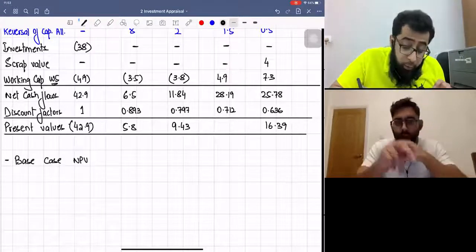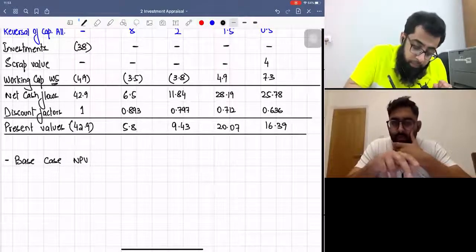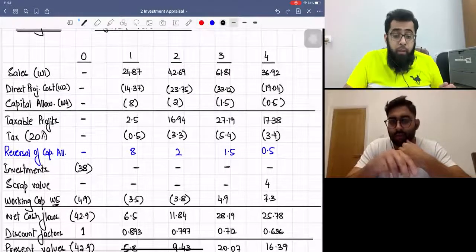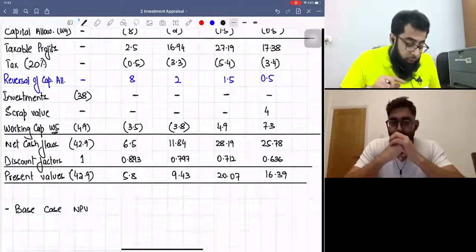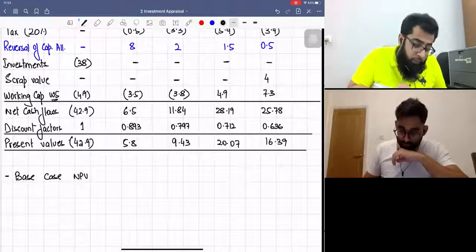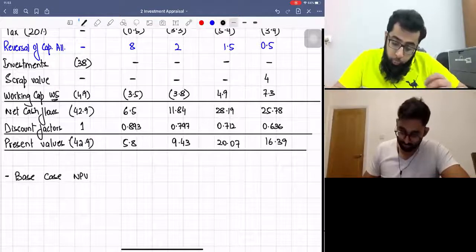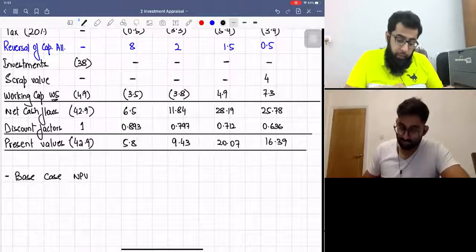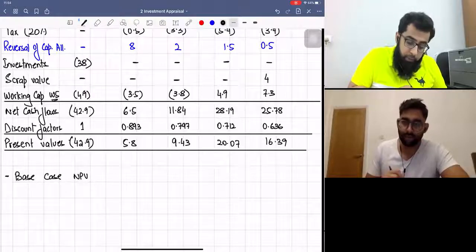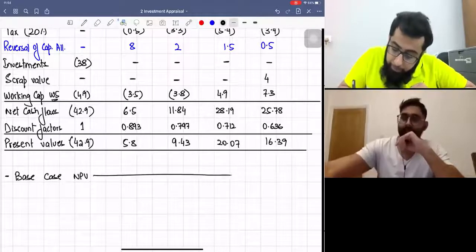Why have you put the last 20.07 negative? Because these are the investment amounts. Okay, negative. So 42.9 minus 5.8 minus 9.43 minus 20 minus 16.39. So the base case NPV is 8.72 negative. Just a minute, I think I have done something wrong. 42.9 is positive, minus positive 5. Yes, it's positive. 8.79.